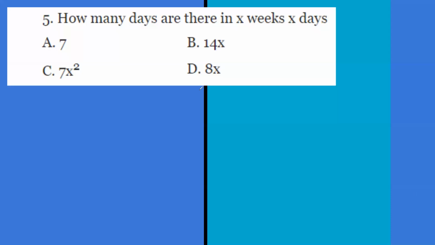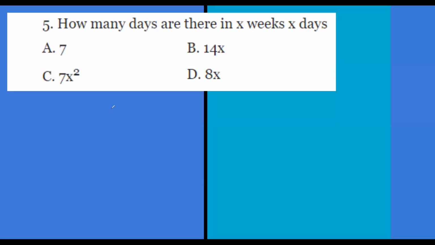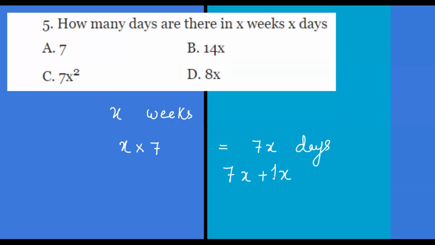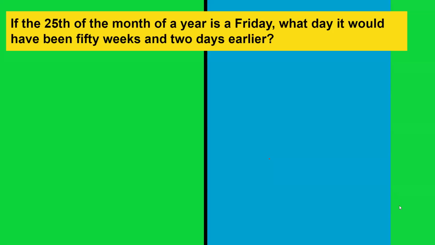Now see, how many days are there in x weeks and x days? So x weeks will have how many days? x into 7, so 7x days. So the total number of days will be 7x plus x. So here you can write 1, that means 8x. So what would be our answer? 8x would be the answer. Just like that.